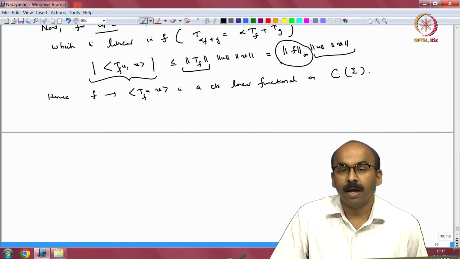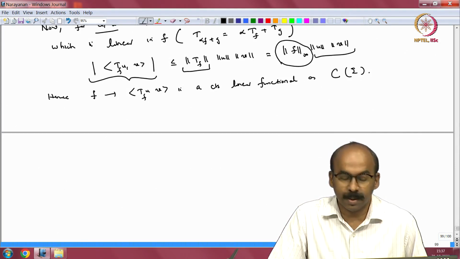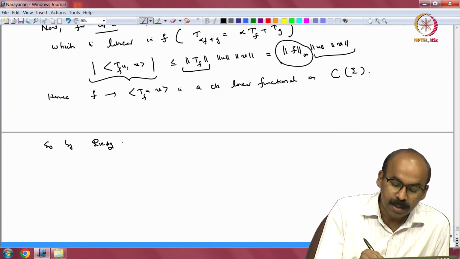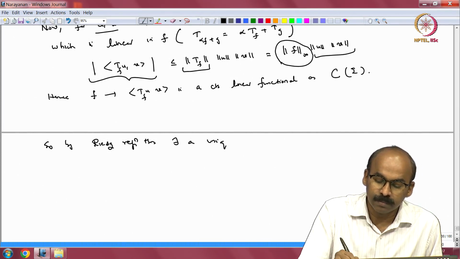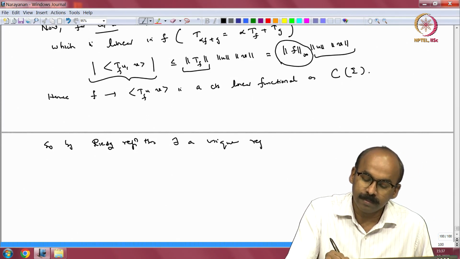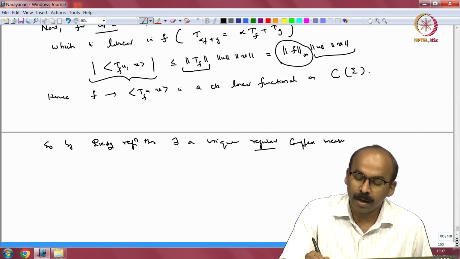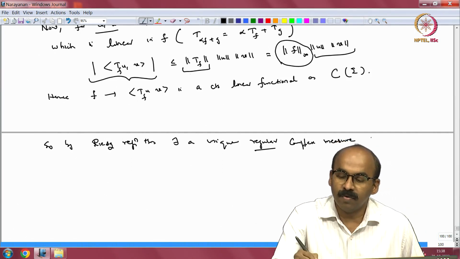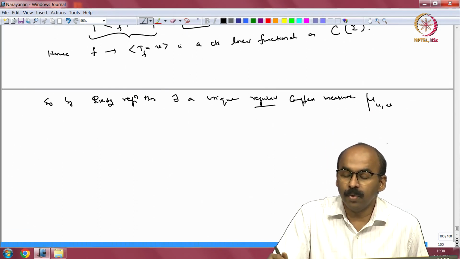The dual of C of sigma, by the Riesz representation theorem, is the collection of complex Borel measures on sigma, right. So, by the Riesz representation theorem, there exists a unique regular complex measure. Now, that measure is going to depend on U and V, right. We fixed U and V and looked at this linear functional, right. So, we will call the measure mu, but with subscripts U and V, okay. So, this is why I said the notation is going to be a bit cumbersome, mu_{U,V}, right.